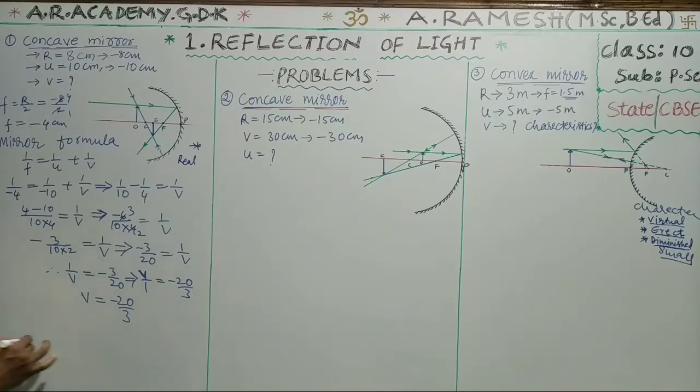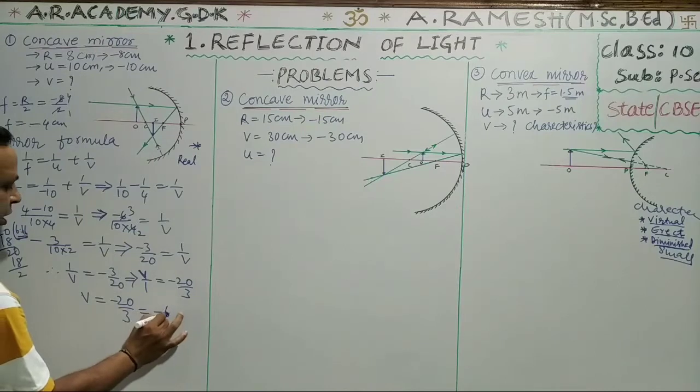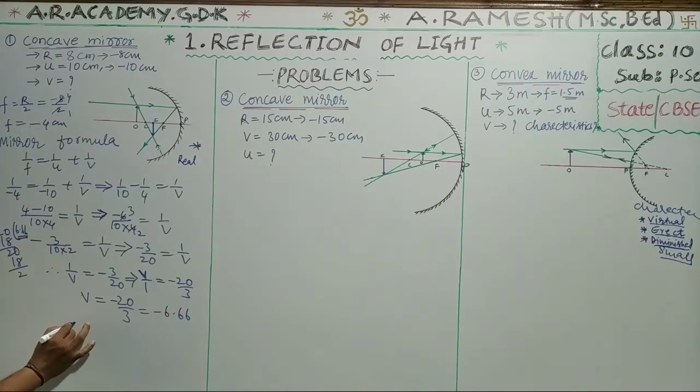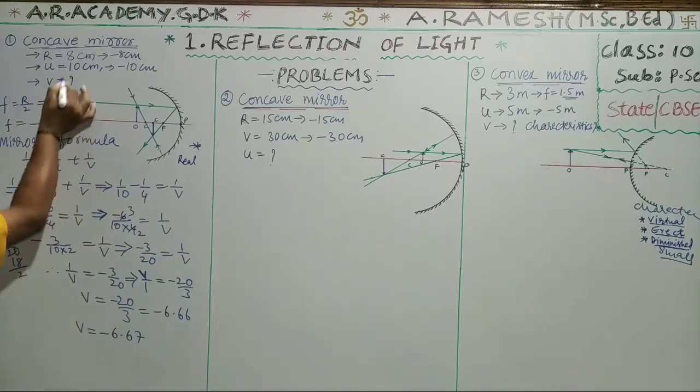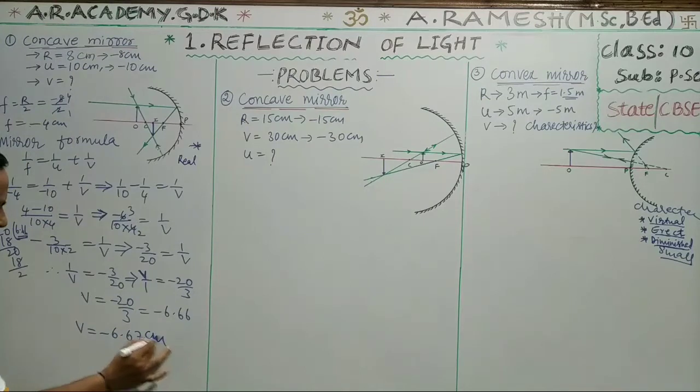Minus 20 by 3 we got. So divide 20 by 3. 3 sixes are 18, 2 remaining. Again 20 minus 18 is 2, again 6. How much are we getting? Minus 6.66. We can write V equals minus 6.67 centimeters. So V equals, finally, 6.67 centimeters, children.